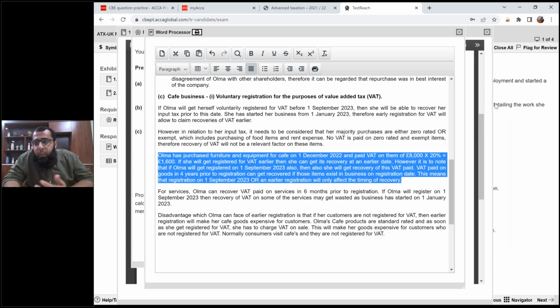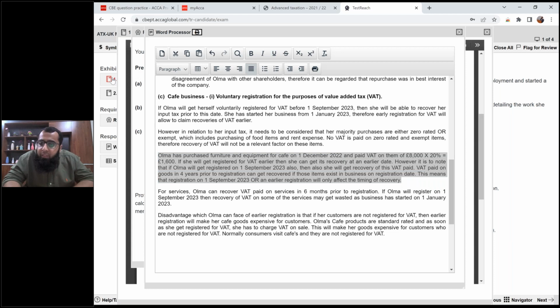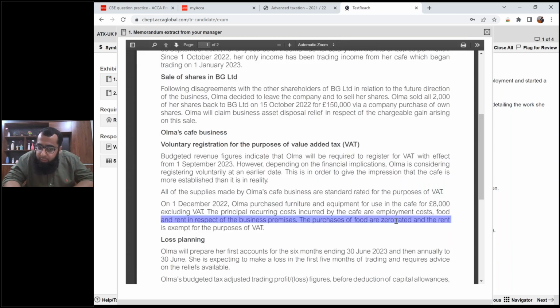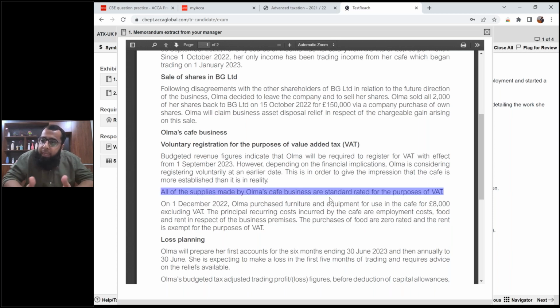Fazal is asking, Fazal, you asked earlier also, I'm repeating it again for you. The examiner has clearly stated that the food items they are purchasing are zero rated. And then here it is written that all of the supplies made by Hallmark Cafe business are standard rated. So when the question itself tells that this is zero rated, this is standard rated, you are not required to question it.